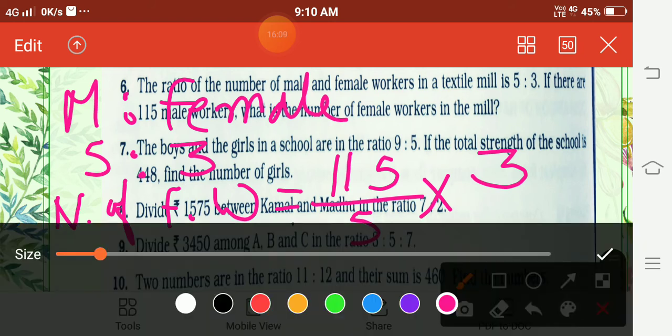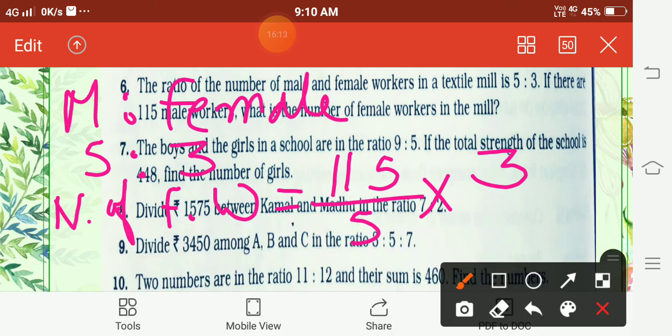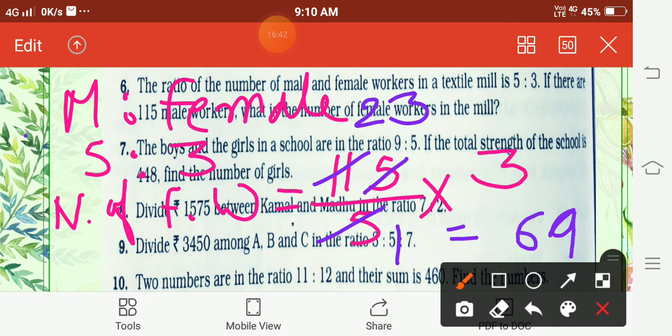This type of questions we have done very nicely in the previous class also. Cancel it by 5. 5 ones are 5, 5 twos are 10, 1 left. Now this 5 will convert into 15, 5 threes are 15. The cancellation is over. Now 23 multiplied by 3. 3 threes are 9, 3 twos are 6. So students, 69 is the number of female workers. Let's move to the next question.